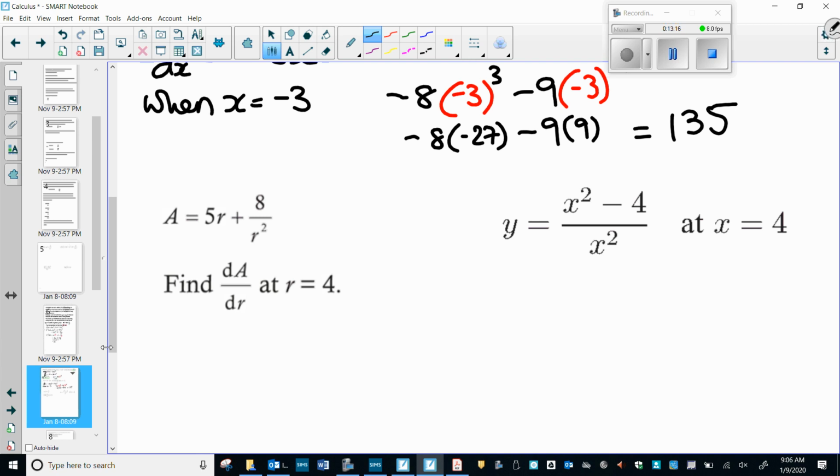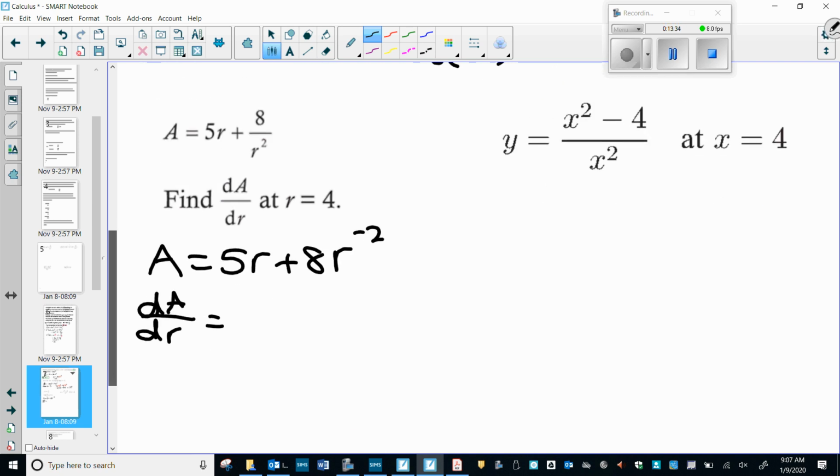Do I have to do anything with this first? Yes, deal with the fraction. So I'm going to rewrite A. A is equal to 5R plus something. Good. Then I would find dA dr. That would be 5 minus 16R to the negative 3. Is it 5 plus 3? Oh, never mind. Why have I gotten minus? Yeah, because of the negative 2 here.